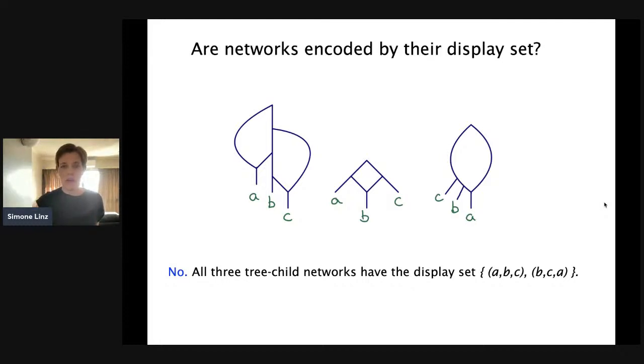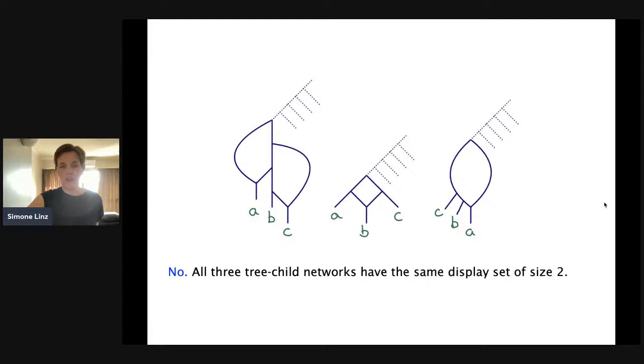This is, however, not the case, because you can attach a caterpillar-type structure above the root of each of the three networks. So just a caterpillar tree-like structure with whatever number of leaves you like. And what you see is that each of the three tree-child networks still displays only two trees, and the two trees are the same for each of the three networks. So tree-child networks are not encoded by their display sets.